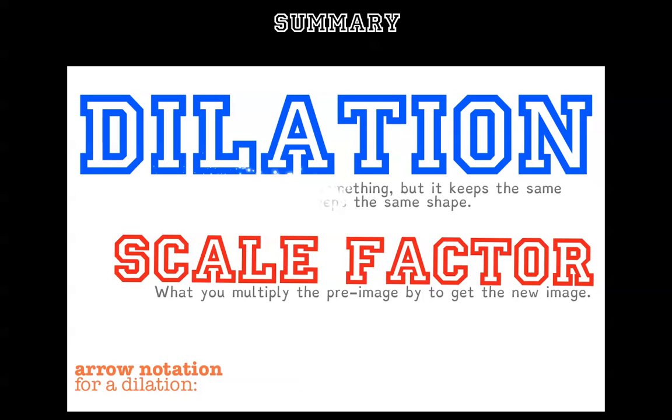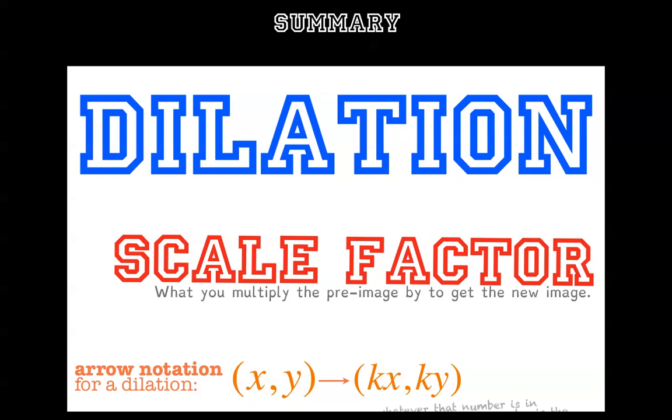So if you wanted to write arrow notation for a dilation, then whatever that number is in front of the x's, that's your scale factor. So if you doubled it, it would be 2x comma 2y. If you tripled it, it would be 3x comma 3y. If you made it half as big, it'd be 1/2 x comma 1/2 y. And that is basically how dilations work.